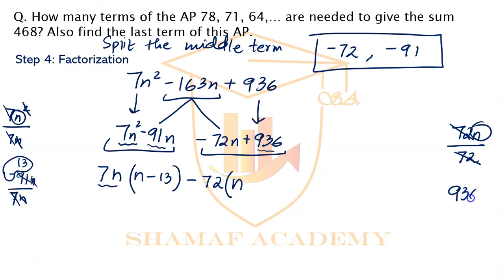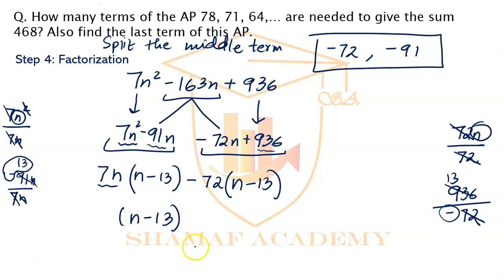We get 936 divided by negative 72, which is 13. And do not forget there's a negative here, which gives us negative 13. So our factors are n minus 13 and 7. The rest of the stuff will come in the other bracket: 7n minus 72. Let's find the n values.